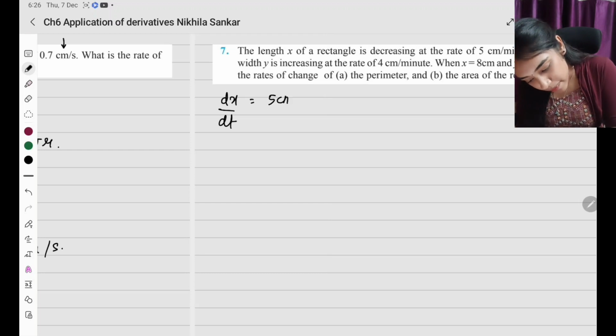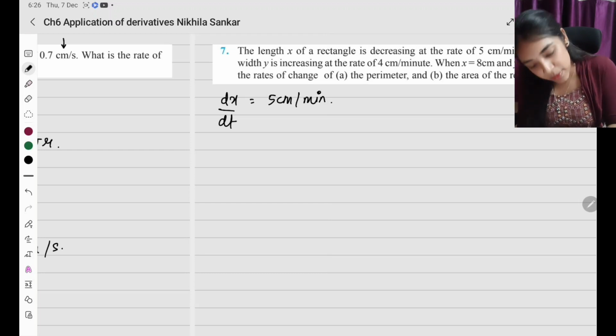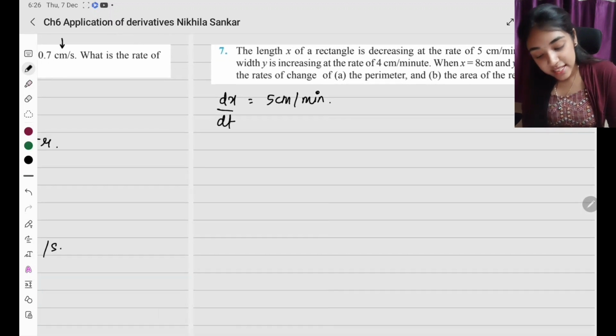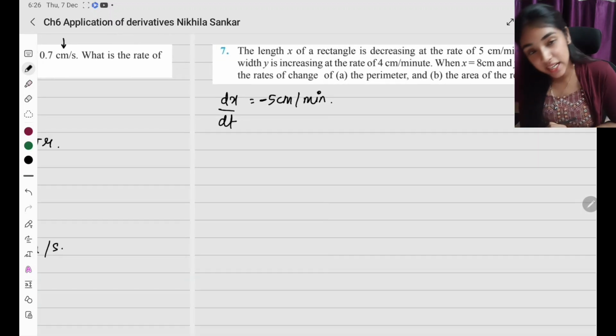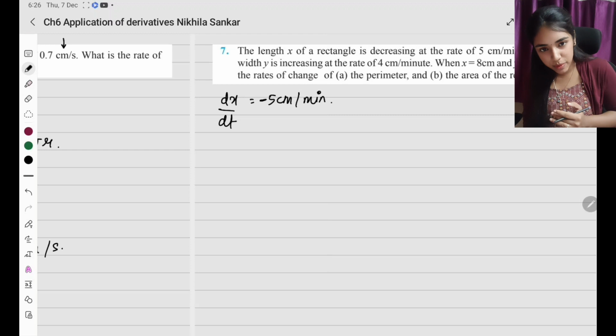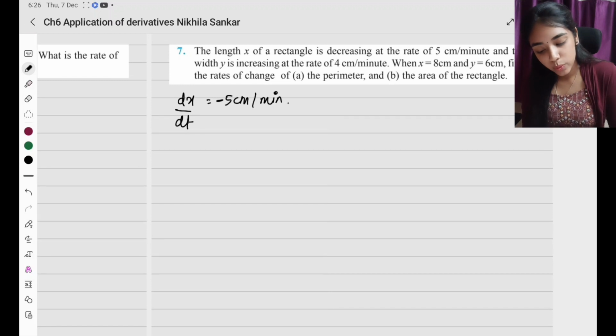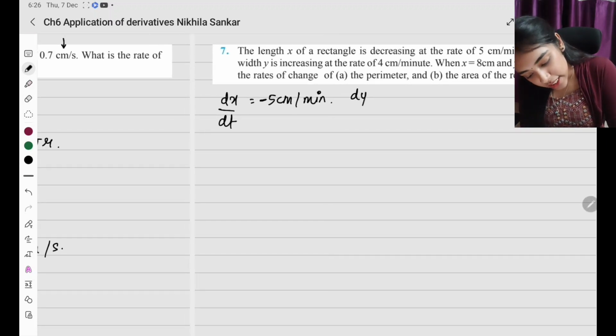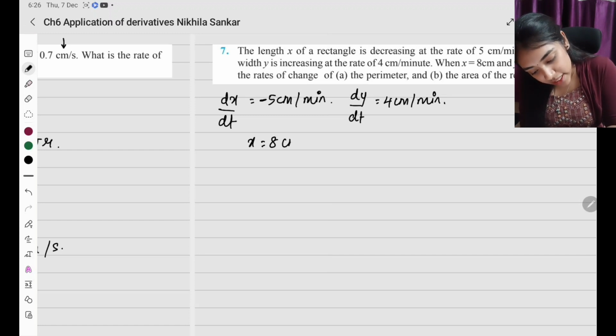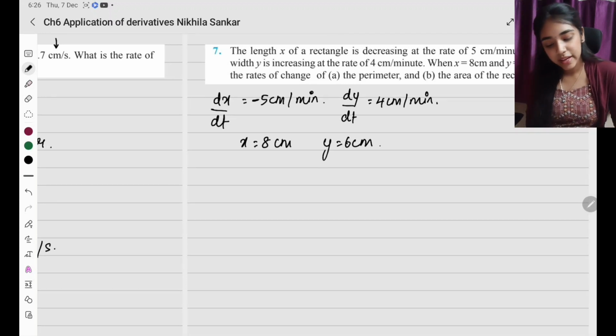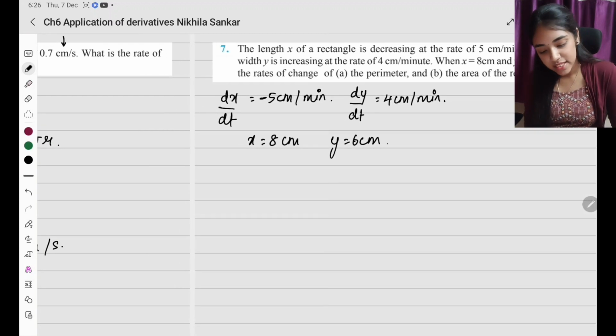And the width y, they are saying it is decreasing at a rate of 5 cm per minute, so it is going to be minus. Minus means decreasing, plus means increasing. This is how you denote it in differentiation. And the width y is increasing at a rate of dy by dt equals 4 cm per minute. They have also given the values of length and breadth, x equals 8 and y equals 6 cm. Find the rate of change of perimeter, and second, the area.